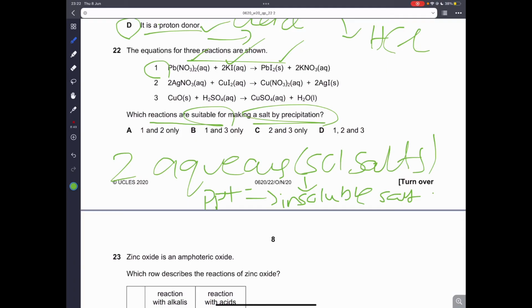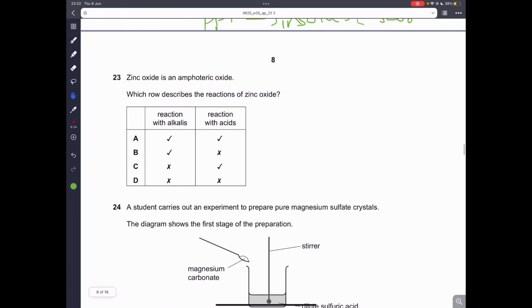Okay, let's check the other options. By precipitation, this is one of the correct answers. And the other one, in option number 3, we cannot see in the products the solid state symbol. We have to look for the solid symbol when it means precipitation, because it is insoluble. And we can see that the silver iodide is insoluble as well, and this is done by 2 aqueous solutions or 2 different salts. So 1 and 2, therefore A is the correct answer.